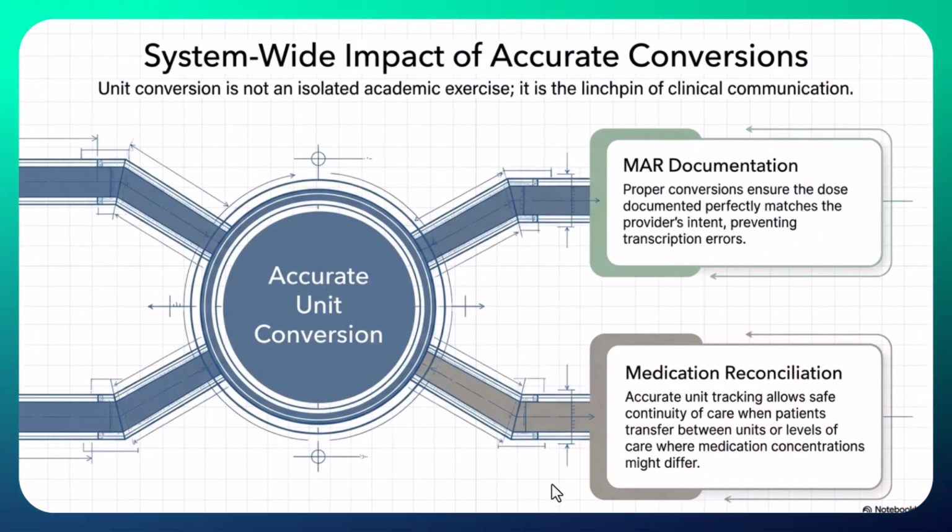This impacts the entire system. System-wide accurate conversions. Unit conversion is not an isolated academic exercise. It is the linchpin of clinical communication. Accurate unit conversion impacts MAR documentation, that's medication administration record. Proper conversions ensure the dose documented perfectly matches the provider's intent, preventing transcription error. Accurate unit conversion helps with medication reconciliation. Accurate unit tracking allows safe continuity of care when patients transfer between units or levels of care where the medication concentrations might be different.